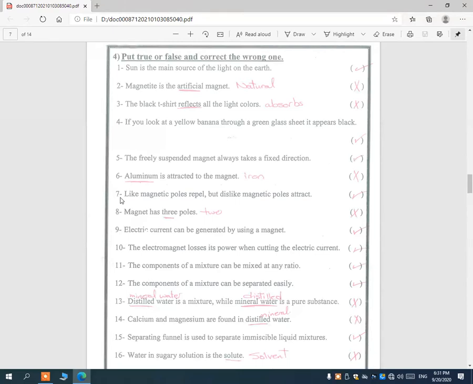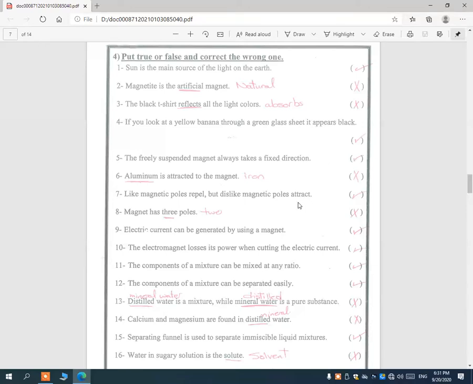Number 7, like magnetic poles repel. Like means similar. Similar poles repel. But unlike magnetic poles attract. Of course, yes, unlike means attract.